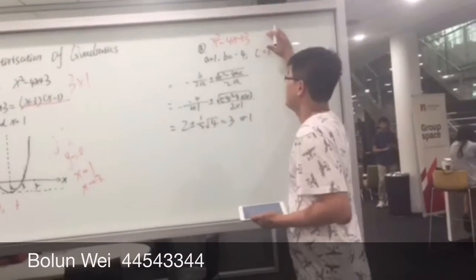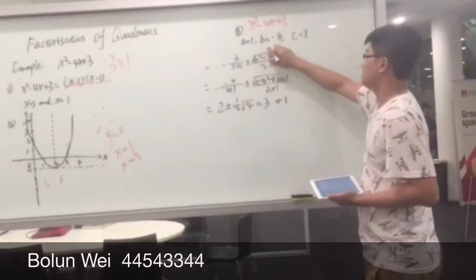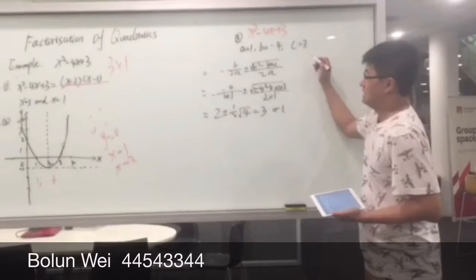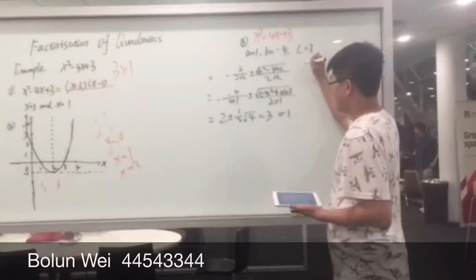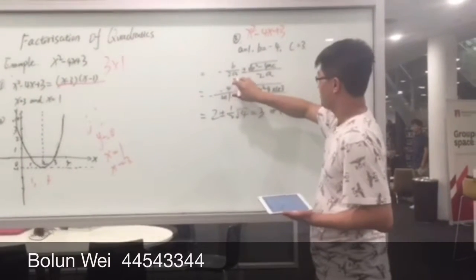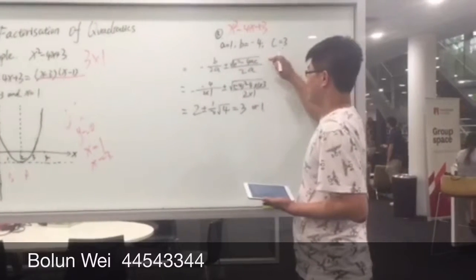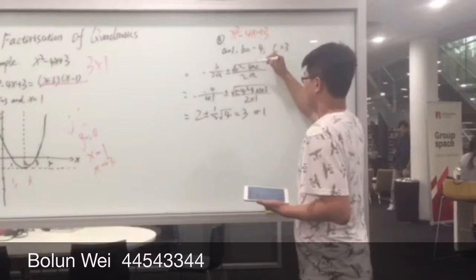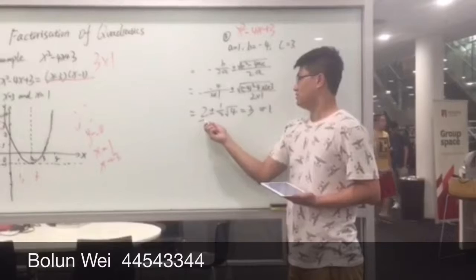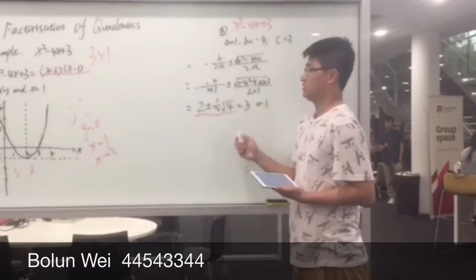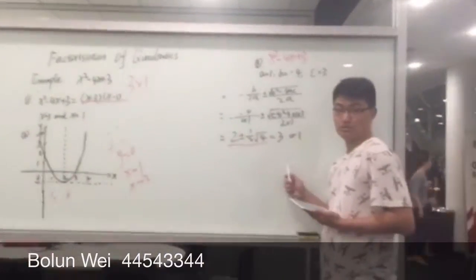And the third method, we still look at the equation. We can see that a is 1, b is minus 4, c is 3, and we use the formula: minus b divided by 2a, plus or minus the square root of b squared minus 4ac, divided by 2a. We solve that and the answer is the same as method 1 and method 2, 3 and 1.